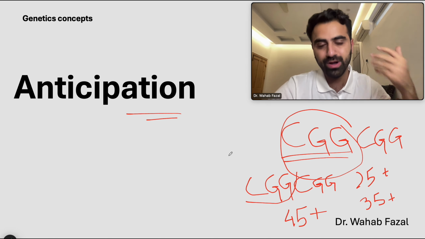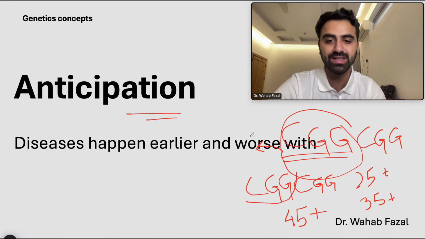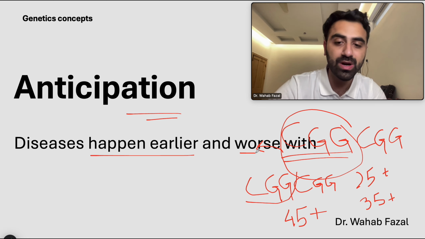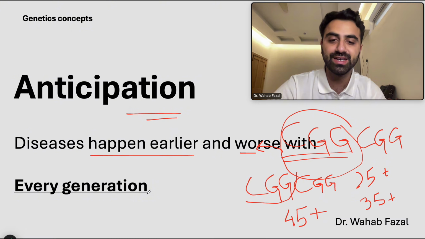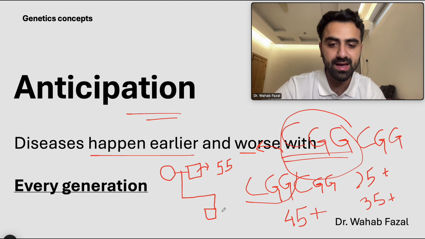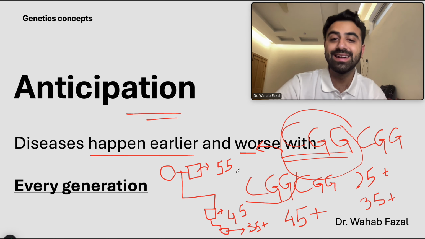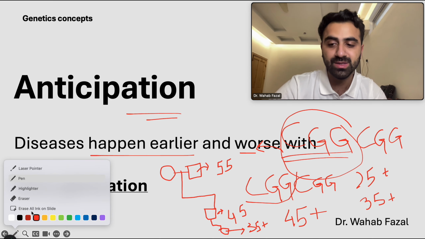So what happens is the more repetitions you have of this particular trinucleotide repeat, the earlier the disease is going to manifest. So what does that mean? The disease happens earlier and worse with every generation. Let's say the mother and father started having symptoms of this disease at 55 years. And then you have this son, and this son started having symptoms at 45 years. Then this son has a daughter, and this daughter had symptoms at 35 plus years. This is the concept of anticipation, that diseases are happening earlier and worse with each generation.